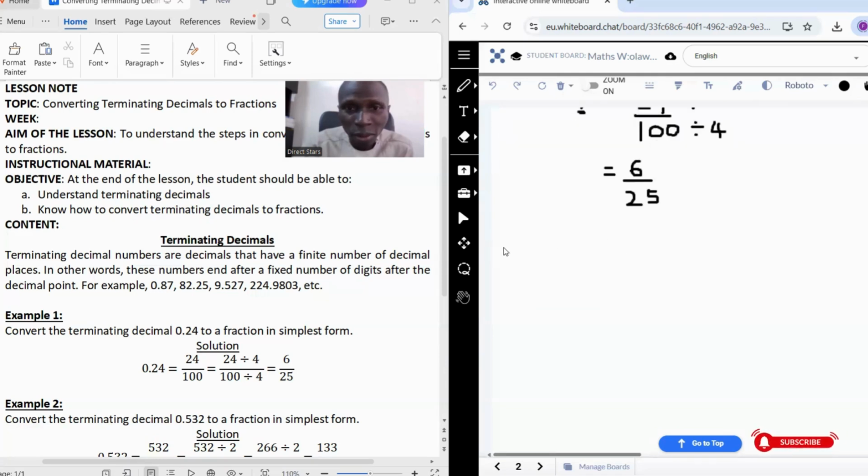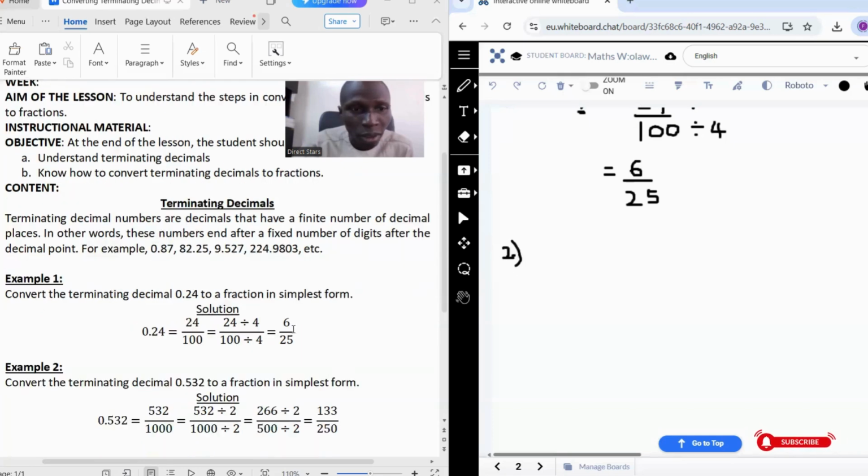Let's look at the last example. That's question 2. The question says that we should convert the terminating decimal 0.532 to a fraction in simplest form. So we have 0.532. We want to convert this terminating decimal to a fraction in the simplest form.